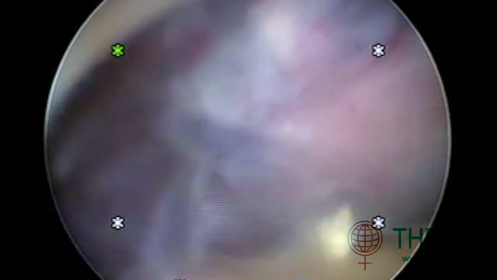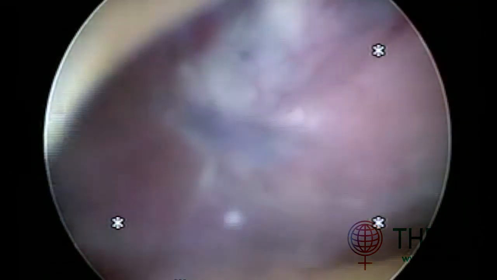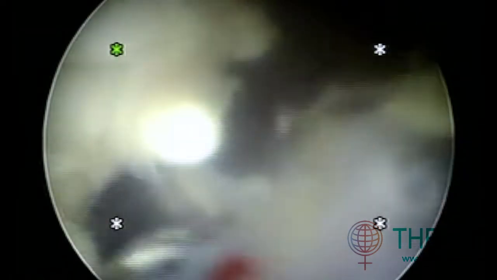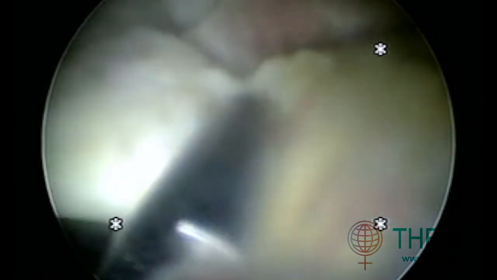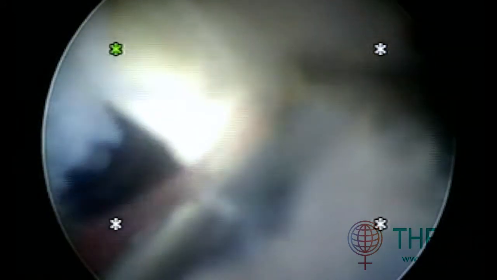Visualization is challenged by extensive mucus and debris that mixes with the limited infusion of saline distension media. A hysteroscopic grasper can be advanced through the operating channel of a hysteroscope and used as a probe to help identify the IUD. Once located, the IUD is grasped firmly to ensure it is successfully removed on the first attempt. We attempt to keep the grasper and IUD in view until successful removal is attained.